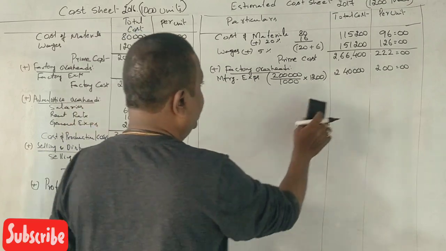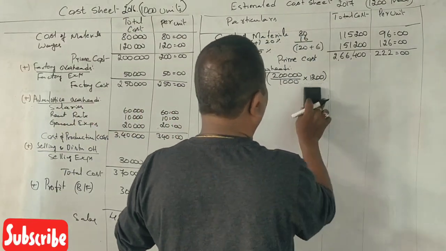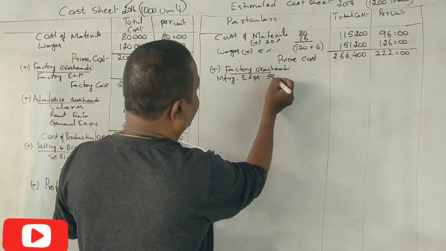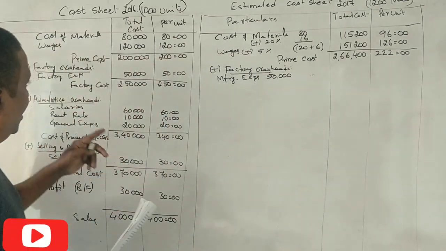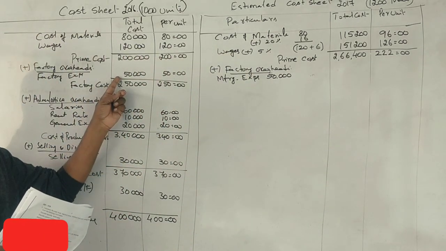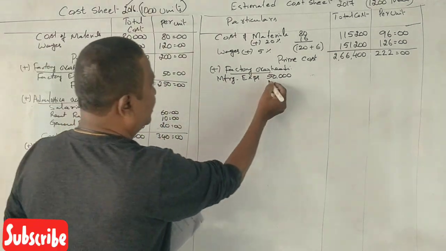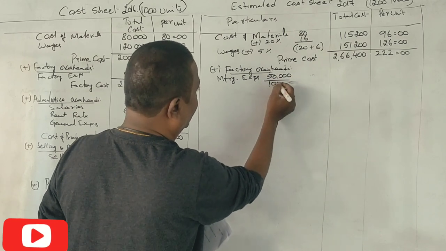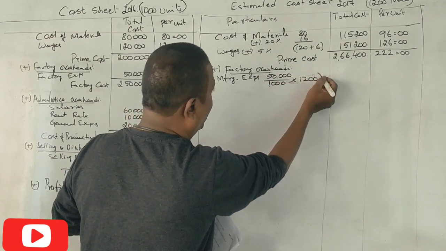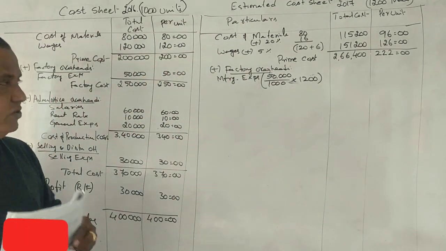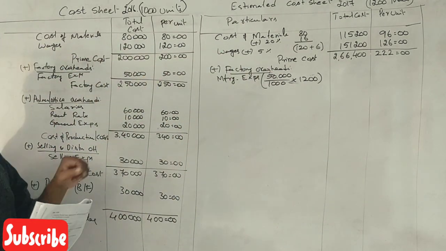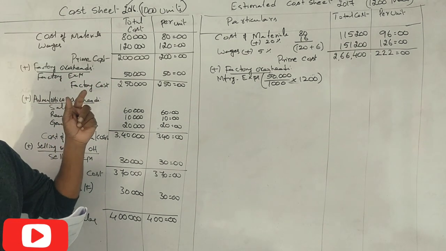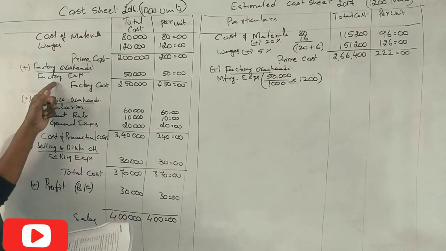Okay, like this we have to do it. See, 50,000 was the expenses, am I right? Last year, what was the manufacturing or factory expenses? 50,000. This was incurred when there was 2 lakh rupees for 1000 units. What is for 1200 units? Sir, I didn't understand. You didn't understand. See, factory is nothing but where you manufacture. So factory expenses is 50,000.